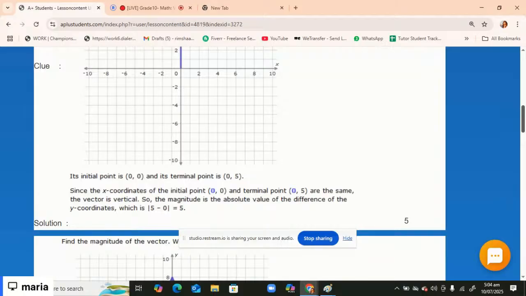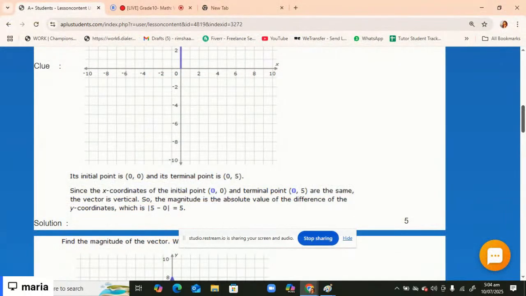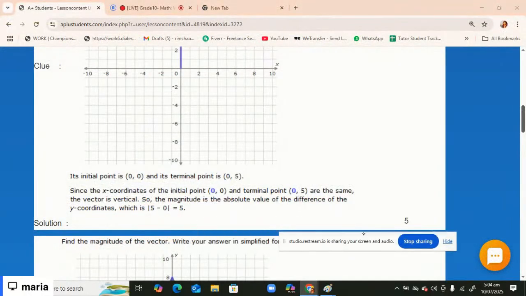So how to find the magnitude? They are saying that the magnitude is the absolute value of the difference of the y coordinates. So that is 5 minus 0, taking the absolute value. This point is 5 and that is 0. These 2 points are subtracted and we take the absolute value, because if the answer is negative, when you take the absolute value it turns positive. So this is the magnitude, the absolute value of the difference.